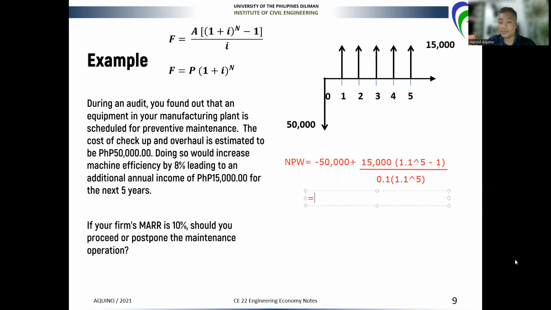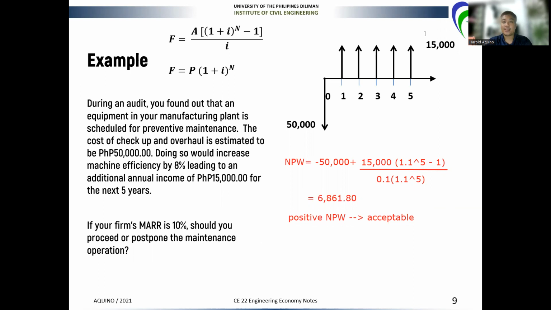I'll give you a few seconds to do that. A minute, maybe. Okay, so that gives us a net present worth of 6,861 and 80 cents. So this gives us a positive net present worth. Therefore, what do we conclude from that? Therefore, the project is acceptable. So we should push through with the maintenance.